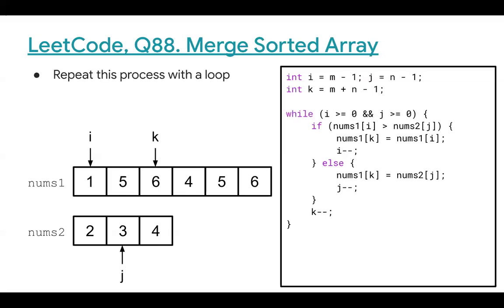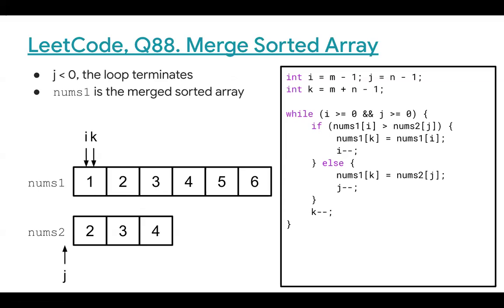We repeat this process, and so now i points to 1, j points to 3. So 3 is larger than 1, so we copy 3 to the position at k. And then we move j and k 1 slot to the left. And we keep doing this.